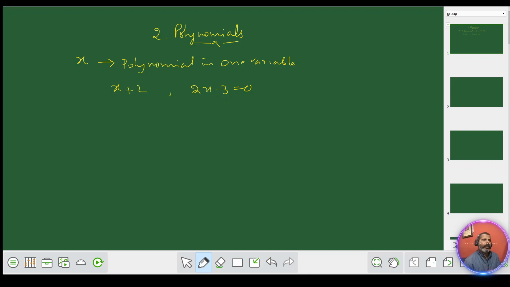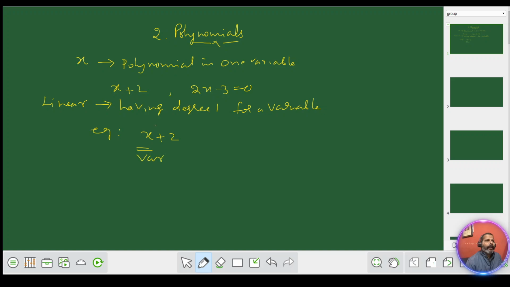Okay. So we have different polynomial types. For example, linear polynomial. What do you mean by linear polynomial? Linear polynomial means a polynomial having degree 1 for a variable. Example, if I say x plus 2, it is a linear polynomial. The variable is x and the degree is 1 by default. If you don't mention the variable's degree, it will be 1 by default.